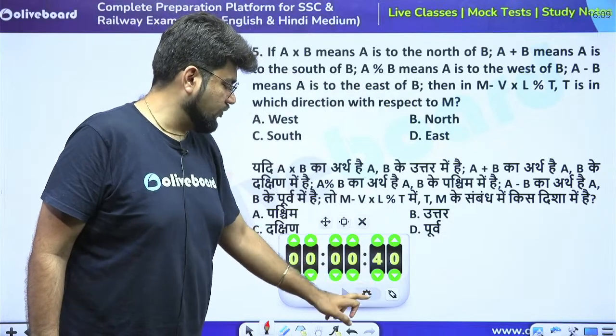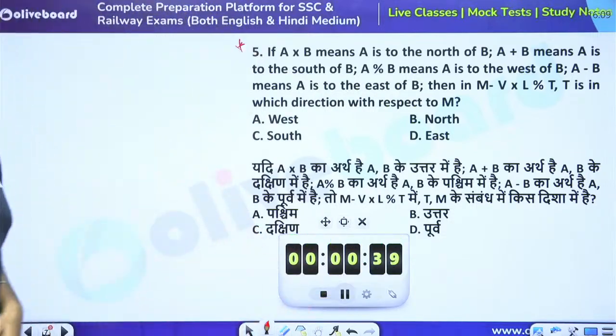Okay. I'll give you 40 seconds here so that you can take some more time and understand this gradually and give me the answer. Correct, Dinesh. Very good, beta. Now try this one.